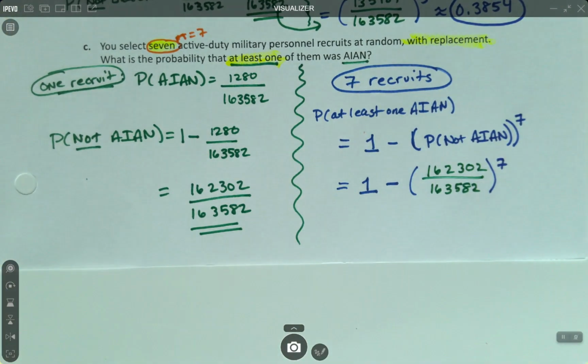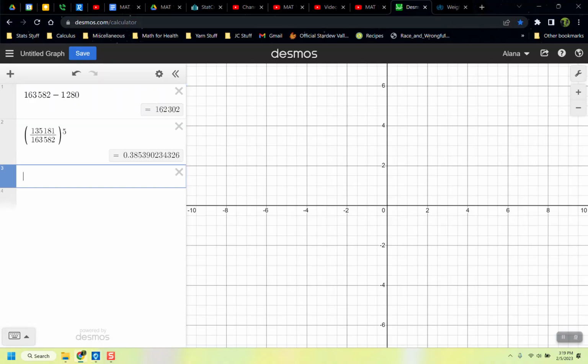And we are totally making Desmos do this. We are not typing any of this in. All right, so 1 takeaway, parentheses, 162,302 divided by 163,582, close parentheses. I'm using my arrow keys to get me out of there because I don't want to be in the denominator anymore. So I close my parentheses and then I raise it to the power by doing Shift 6. So there's a little caret button, a little hat, and then 7. And it's 0.0535.